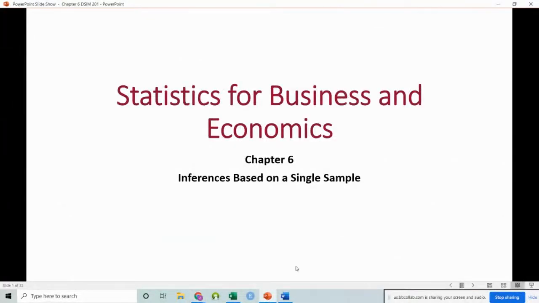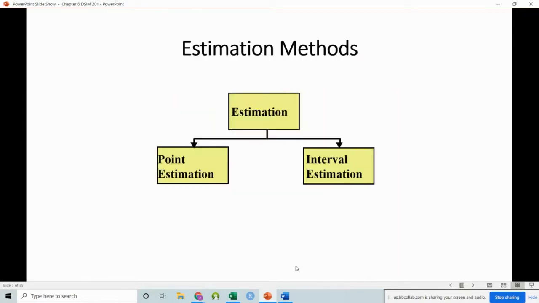Okay, so previously we focused on descriptive statistics, and now we are going to move more toward inferential statistics. We will start by talking about inferences based on a single sample. So our estimation methods include point estimates and interval estimates. So we're going to talk about both of those today.